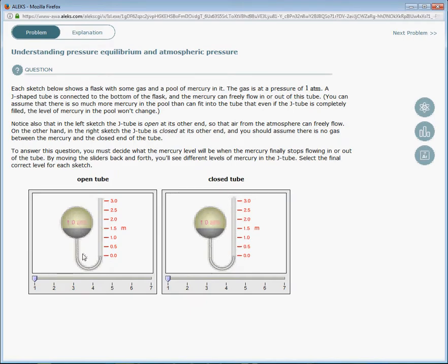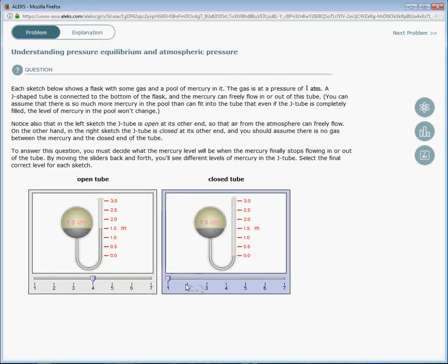So let's show what happens to the tubes. In this case, we have 1 atmosphere of pressure on this surface, and because it's an open tube, we have 1 atmosphere of pressure on this surface. Therefore, by gravity, these two things will simply level off. So the mercury level inside of the bulb and inside of the J-tube part are exactly the same.